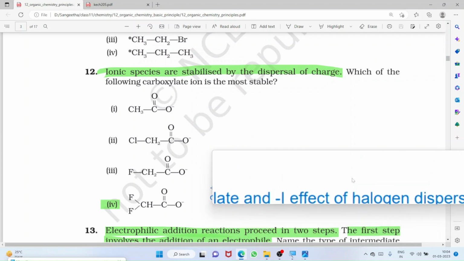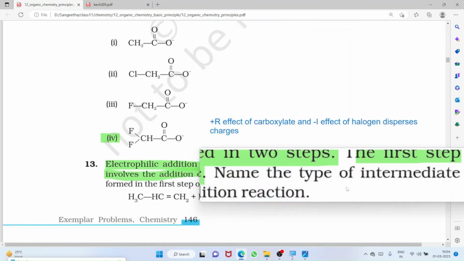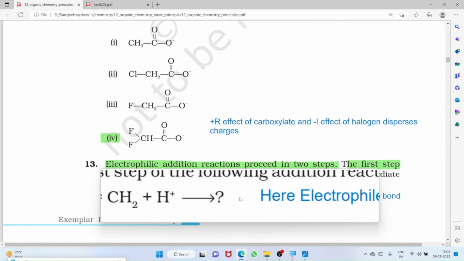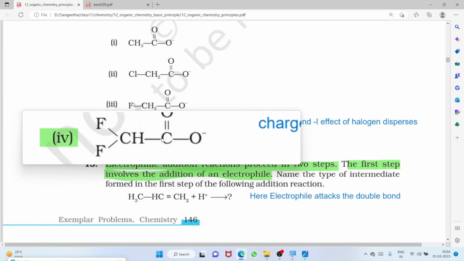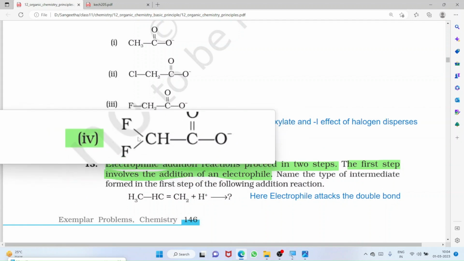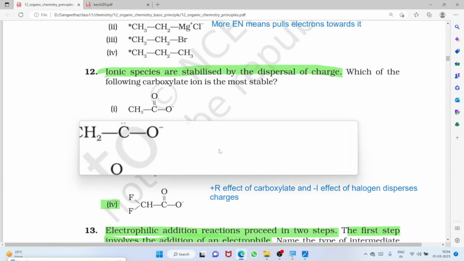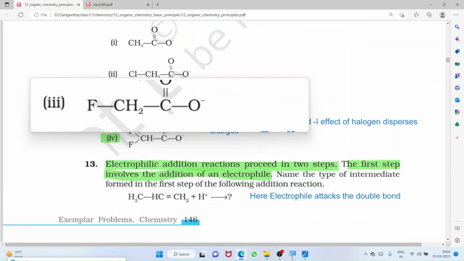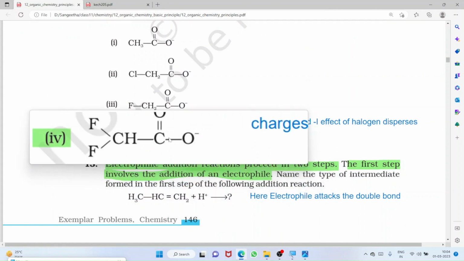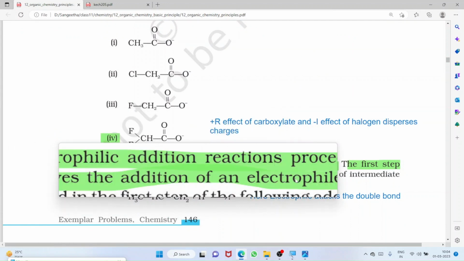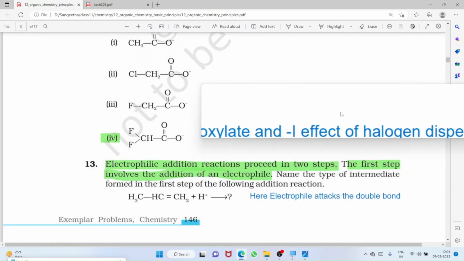Ionic species are stabilized by dispersal of charges. Which of the following carboxylate ions is the most stable? See here, we have two fluorines. Fluorine is the most electronegative, and there are two fluorines. There is also resonance here, so the resonance will give stability. This pulling of electrons will also produce dispersal of charge, and this will stabilize. So this will have resonance as well as inductive effect because of the electronegative atoms, and this will be more stable. Here only one fluorine atom is there. Here we have two fluorine atoms.